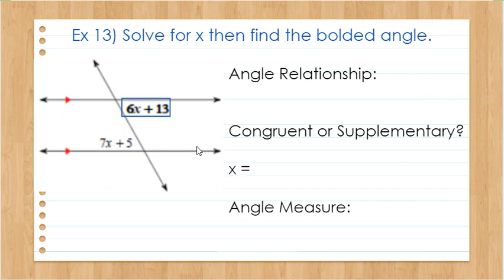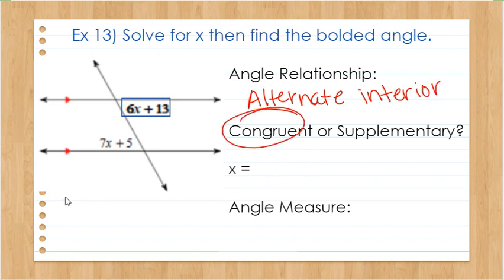All right, I'm going to go ahead and start. So these are going to be alternate interior. They're both inside the parallel lines, but on alternate sides of the transversal. They are congruent, so we're going to set them equal to each other. So 6x plus 13 is equal to 7x plus 5.